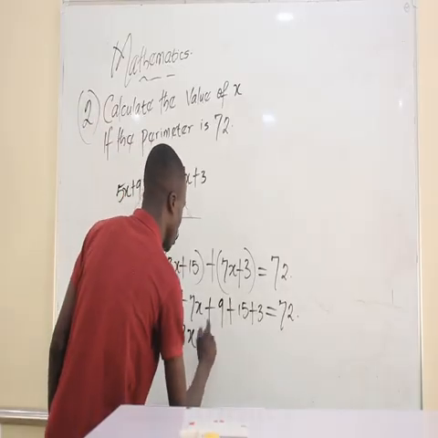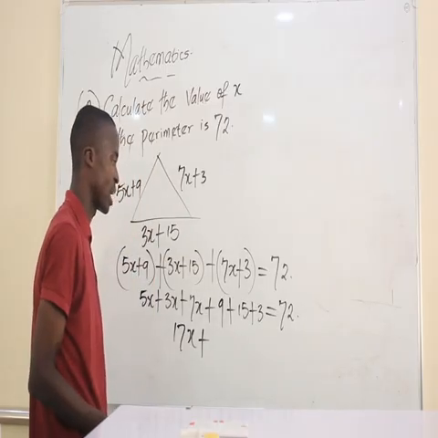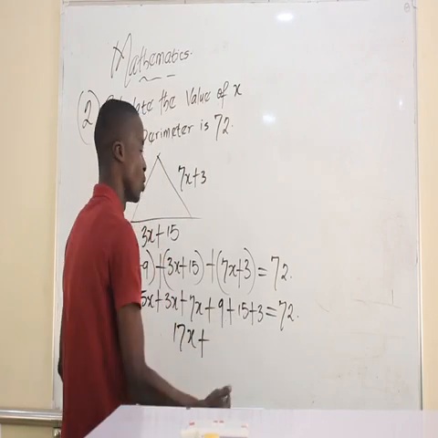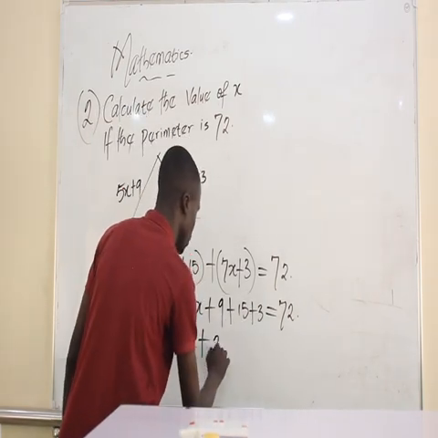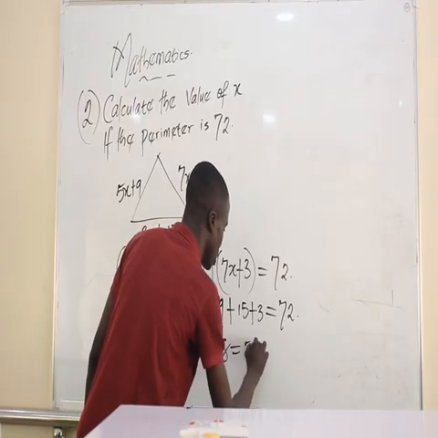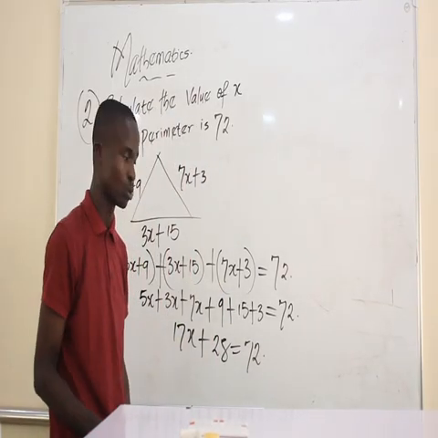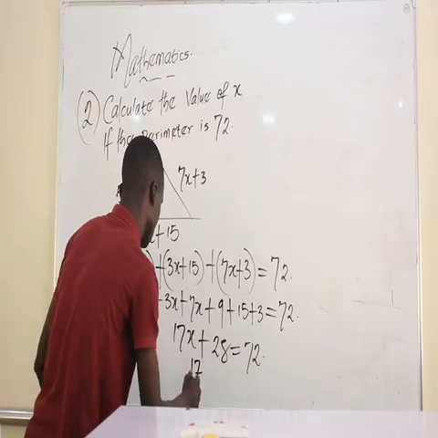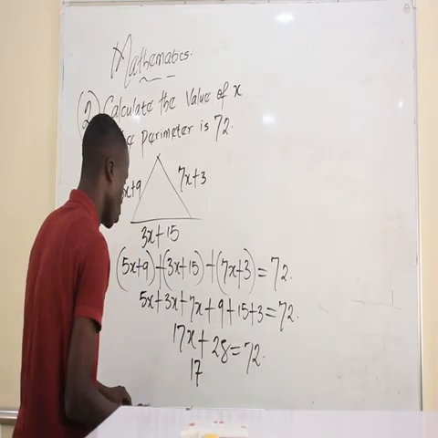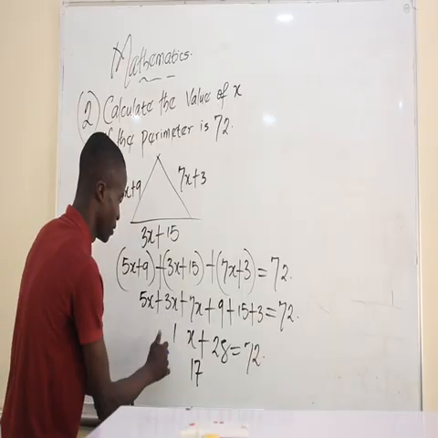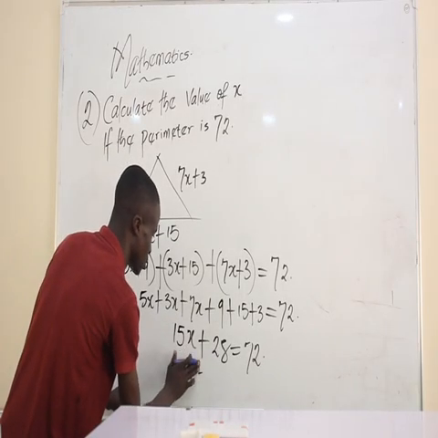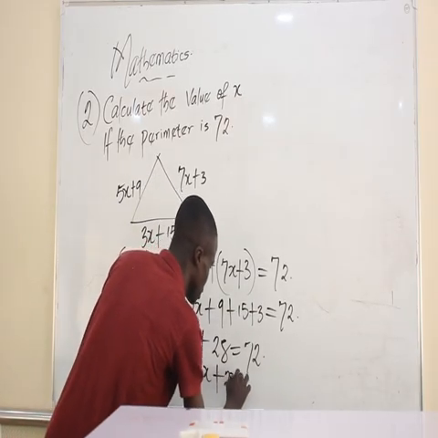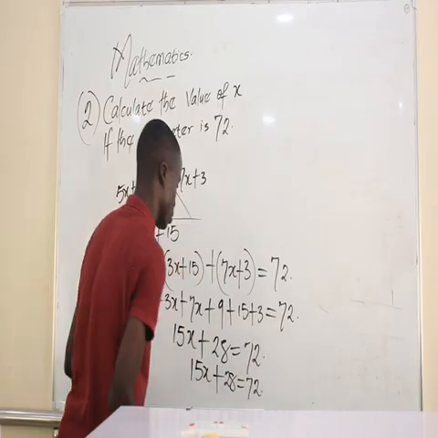17x. Now, if you add all of these together, what will you have? 9 plus this, which will give you 24, plus this, which will give you 28, equal 72. Now, if you subtract it, that's 17x. No, sorry, 15x. 15x, not 17. 15x plus 28 equal 72.